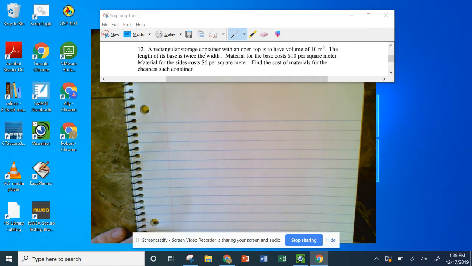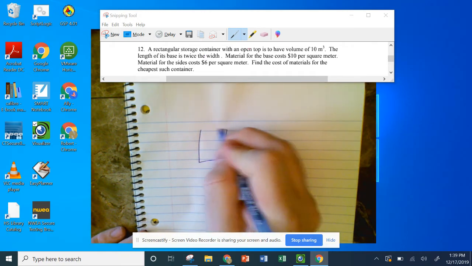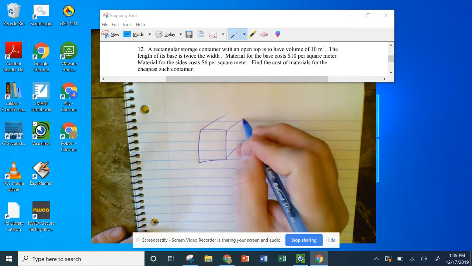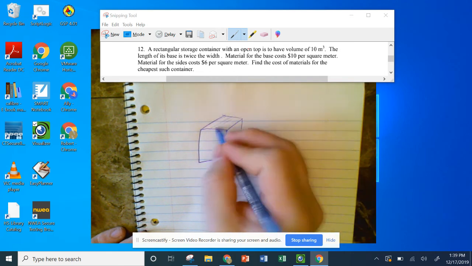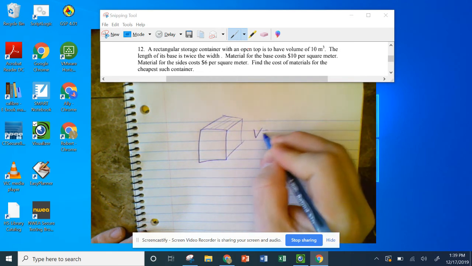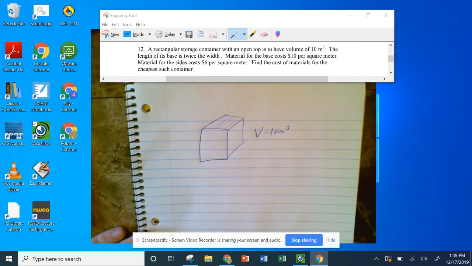First things first, we've got a rectangular box with an open top, and the volume it says is 10 cubic meters. So that's all I know so far.